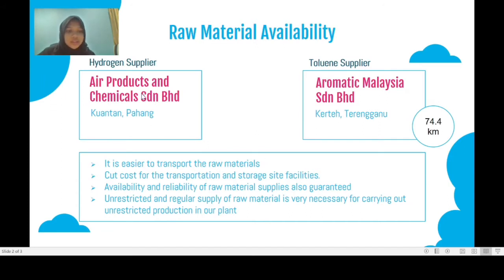In Kuantan, Pahang, Air Products and Chemical Sdn Bhd can supply hydrogen to our plant. For the toluene supplier, we have Aromatic Malaysia Sdn Bhd that is located at Kerteh, Terengganu. The distance between Kerteh and Gebeng is only 74.4 km. Since both companies are close, it is easier to transport raw materials.